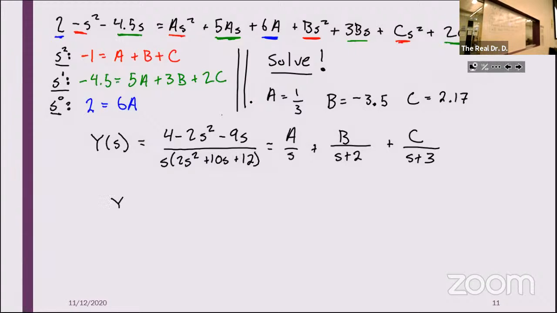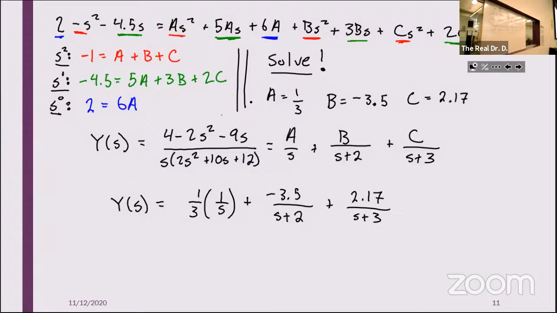But I know now, after solving this, that this is 1/3 times 1 over s. A is 1/3. B was negative 3.5 over s plus 2, and C was 2.17 over s plus 3. Take a look at that. Now those are things that I can take to the Laplace transform table.